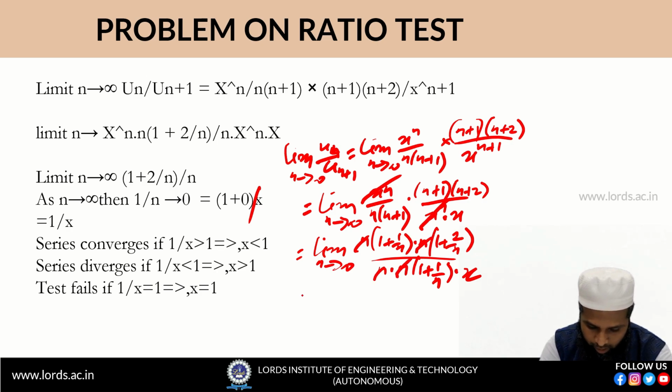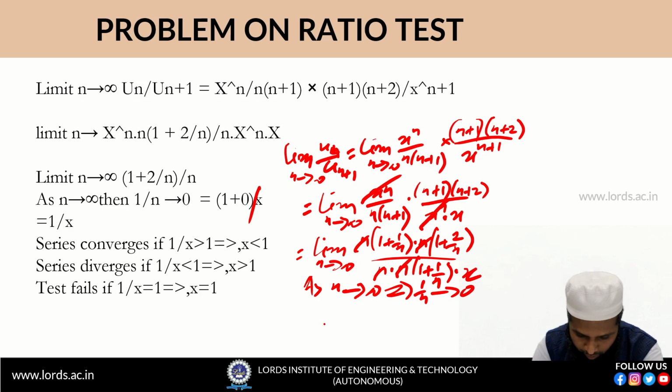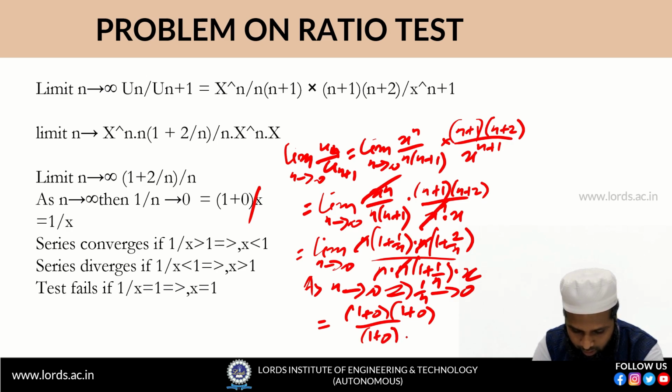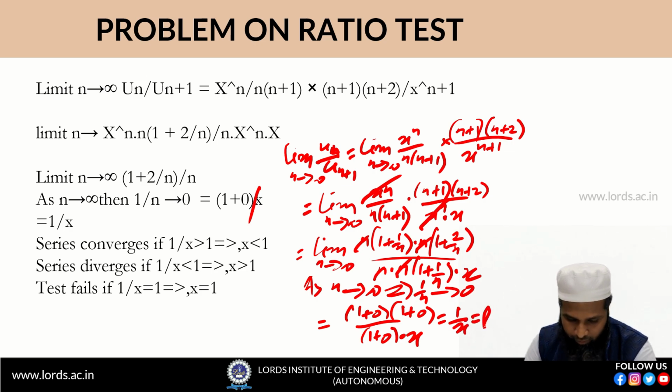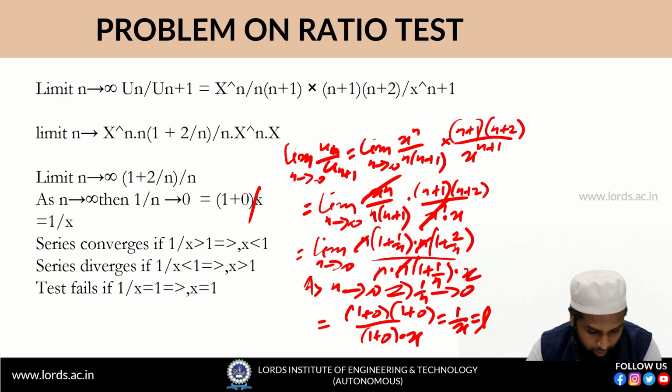As n tends to infinity, 1 by n always tends to 0, so wherever we have a 1 by n term, we can substitute 0. Applying the limit, we get 1 plus 0, and here also 1 plus 0, divided by 1 plus 0, and x as it is. So the limit value, which we generally call L in the definition, is 1 by x. We got the limit of the ratio u_n by u_{n+1} equal to 1 by x.